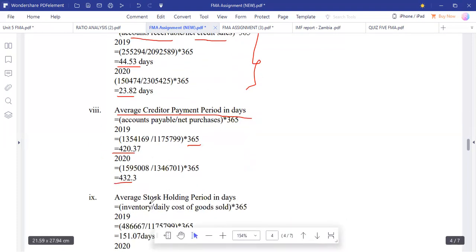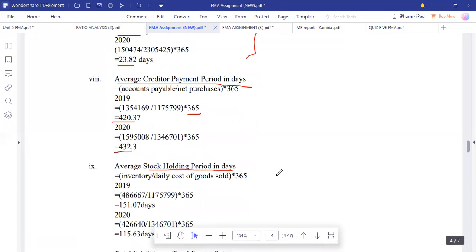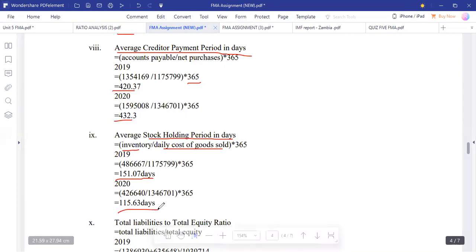Then what does the holding period days tell us? It talks about how long it takes for us to sell our stock. So it's inventory over daily cost of sales. So we divide our inventory, which is a stock, times our cost of sales times 365. So in 2019, it took 151 days. In 2020, it took 115 days. So this gives us a picture that we are improving in terms of what? Selling quicker.